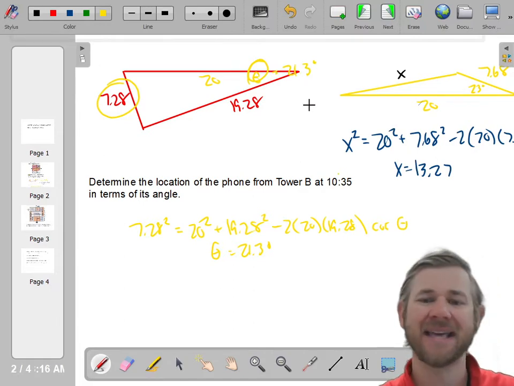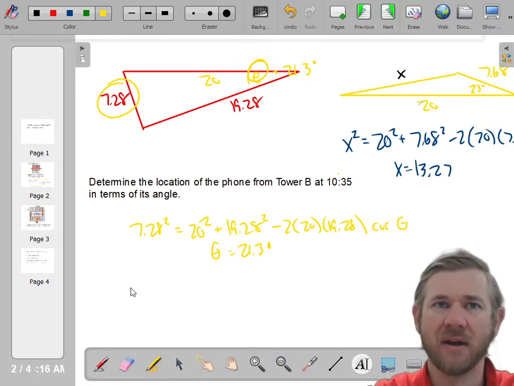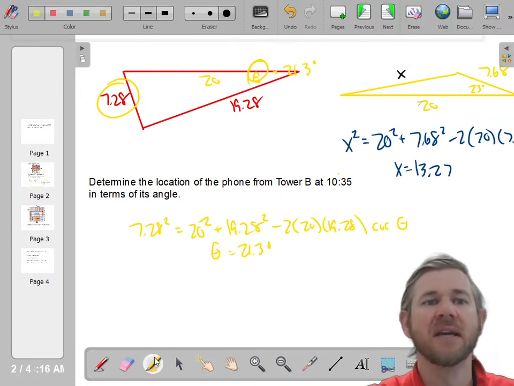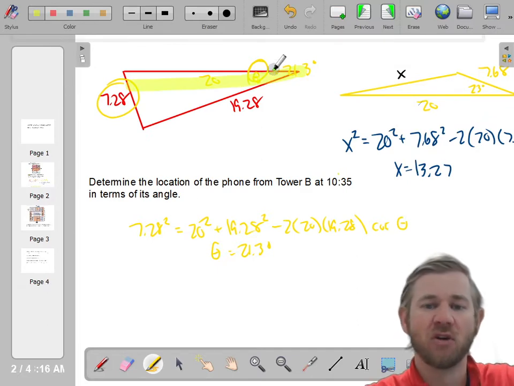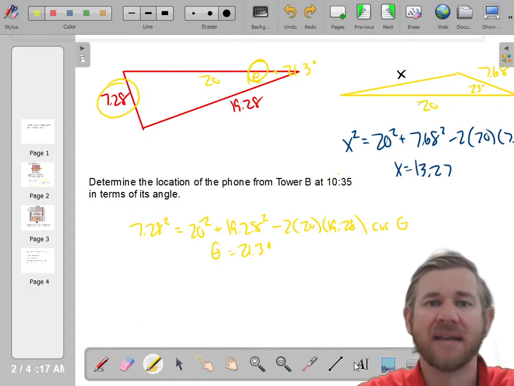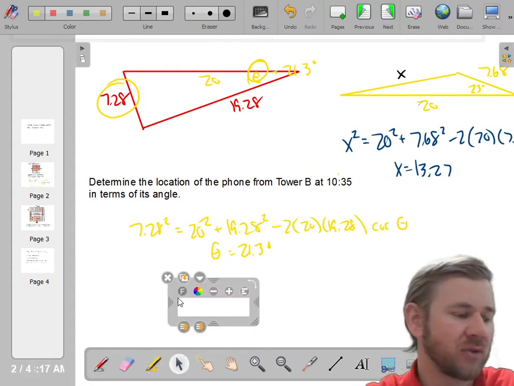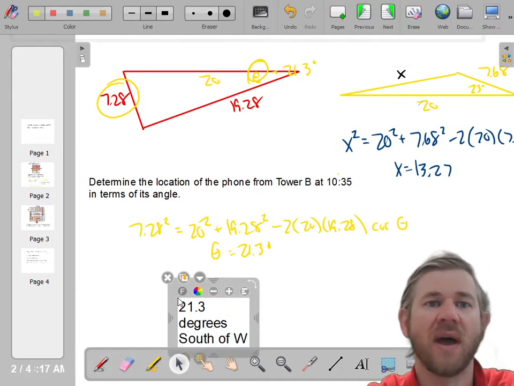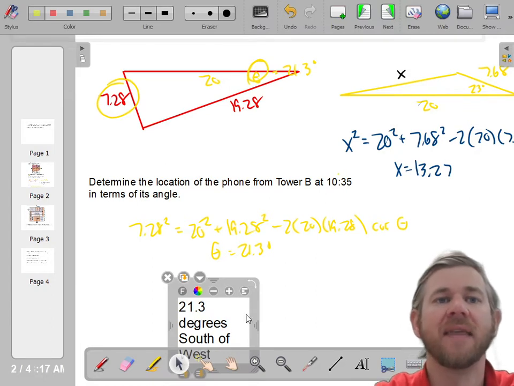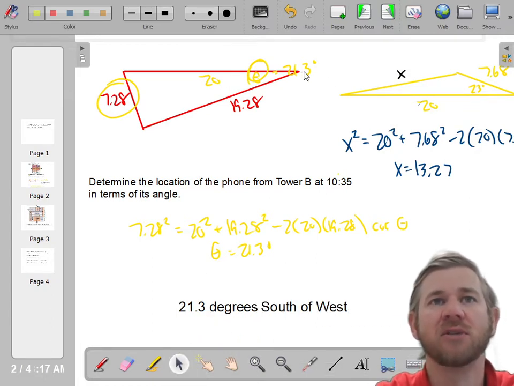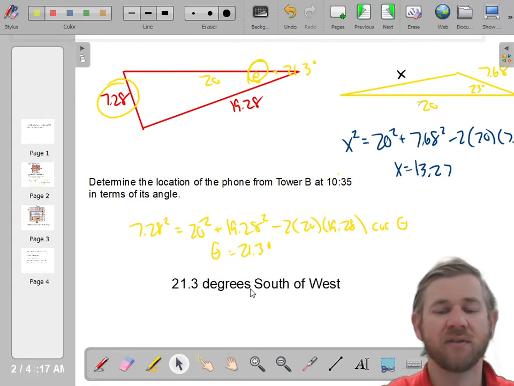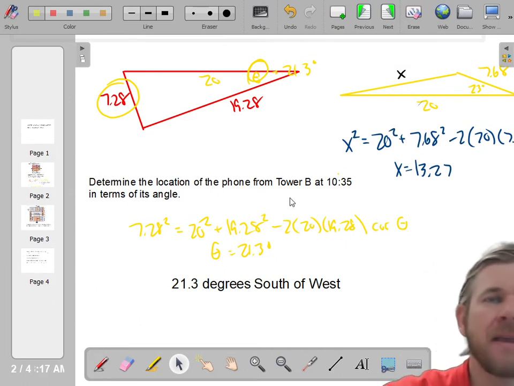And now, to say that in terms of bearing can be kind of weird. But what I want you to imagine is, which direction would you want to look? If you were at tower B, you would look west, and then you would say, I want to go below that. So cardinal directions, we'd say we're going down, we're going south. We're going south of west. So this is 21.3 degrees south of west, which means you look west and then you go south. South of west means you look west, and then from there you go south 21.3 degrees. So south would be down if west is left. Okay, that's the first one.